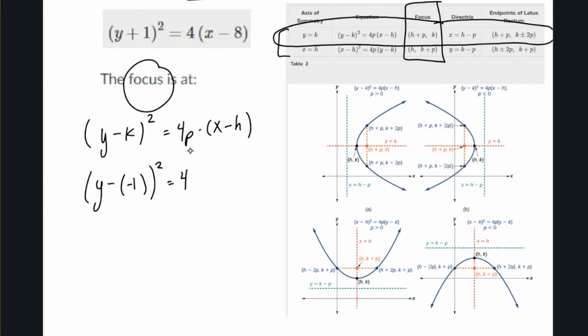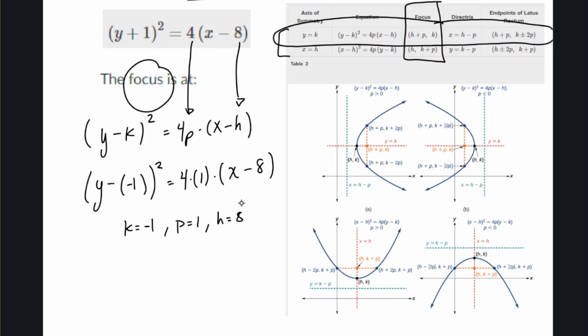Okay, my 4p, 4 times what gives you 4p? Only if p is 1. We're using the formula to find the pieces. x minus 8, that's pretty straightforward, x minus 8. So my k is negative 1, my p is 1, and my h is 8. And I extracted this from knowing how the formula works.